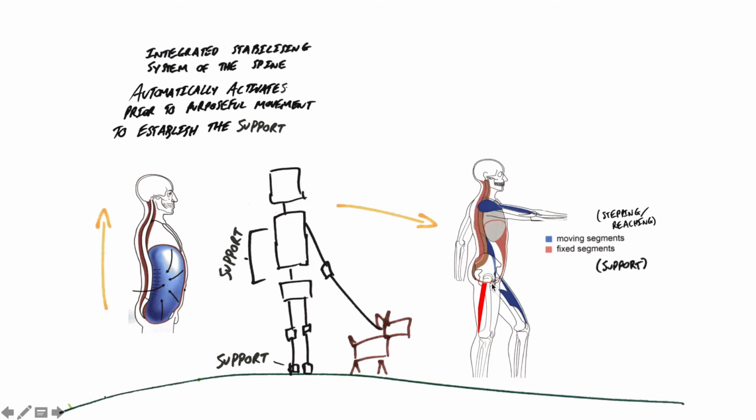There are times also where we might want to move forward, and so we require then differentiation of the function of the extremities, so that in order to do that, some limbs will be stepping and reaching and other limbs will be supporting. And depending on the organization of the function of the extremities in the global picture determines for us which global movement pattern we are moving with.